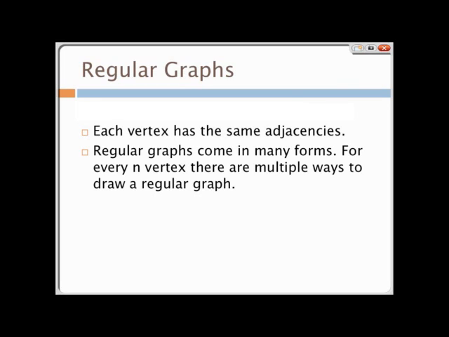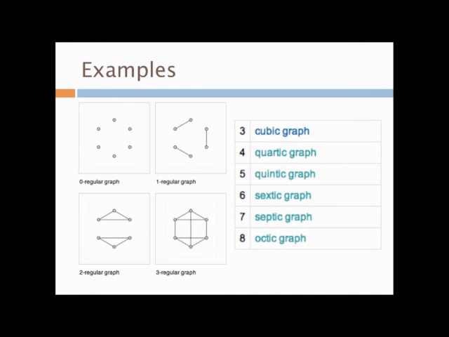Next we have regular graphs. A regular graph is very simple. It is just that each vertex has the same number of adjacencies. Regular graphs come in many forms. For every n vertices, there are multiple ways to draw a regular graph. Here are some pictures of regular graphs taken from wikipedia.com.